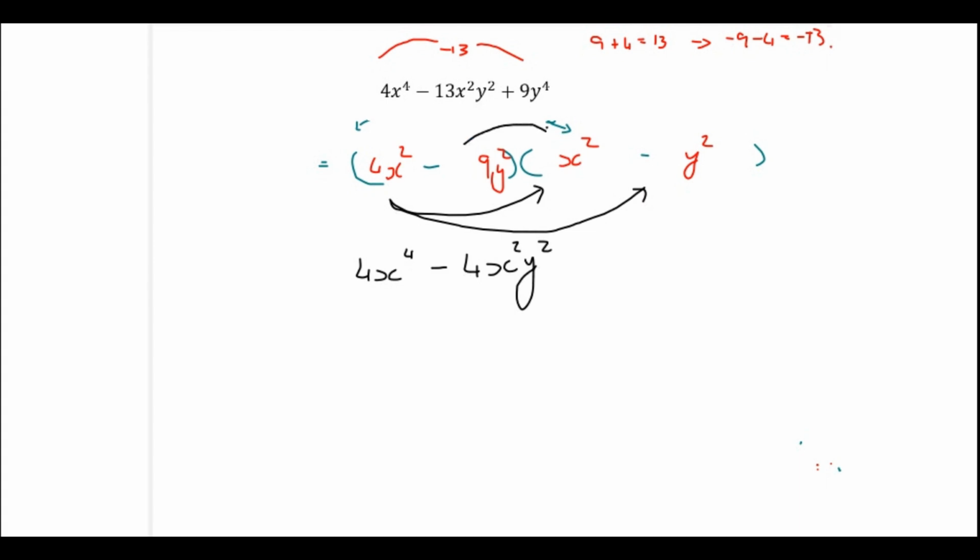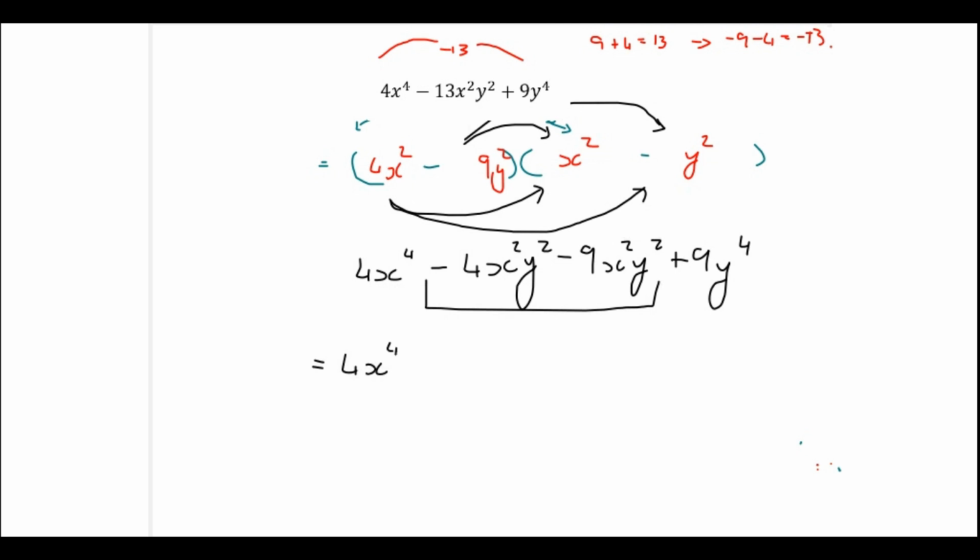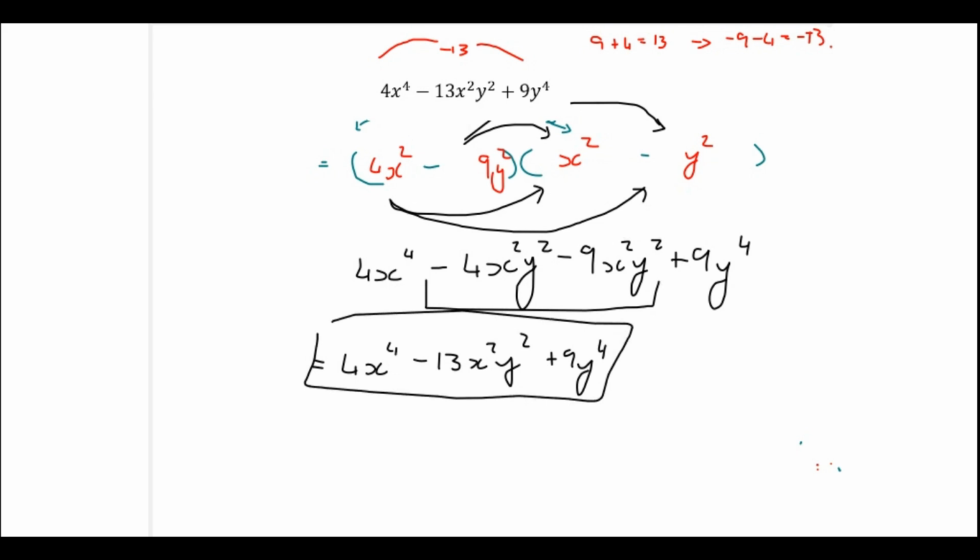Then the minus 9y squared times x squared becomes minus 9x squared y squared. And minus 9y squared times minus y squared becomes plus 9y to the power of 4. Adding like terms here in the middle, we then get 4x to the power of 4 minus 13x squared y squared plus 9y to the power of 4, which was our question. So therefore, in hindsight, our factorization here was correct.